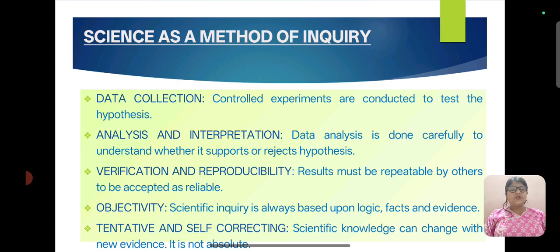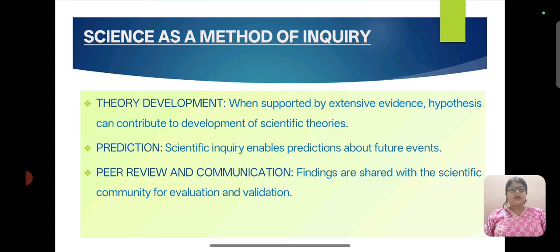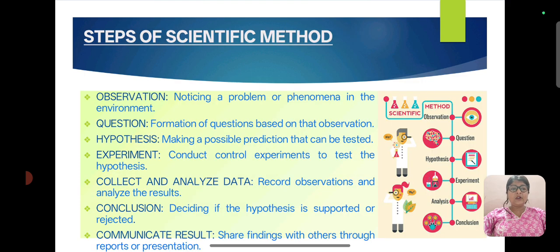Another important feature of science is that it is self-correcting. If new evidence appears, earlier ideas can be modified or replaced. Now, when a hypothesis is supported by a lot of evidence, it may help develop a scientific theory. Scientists also share their findings with others through research papers and discussions so that other scientists can verify and repeat the results.